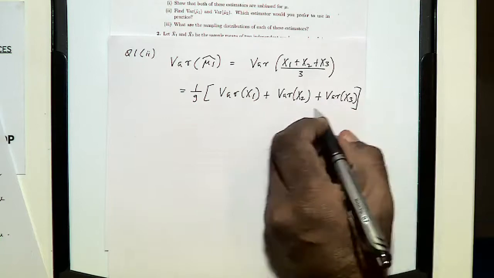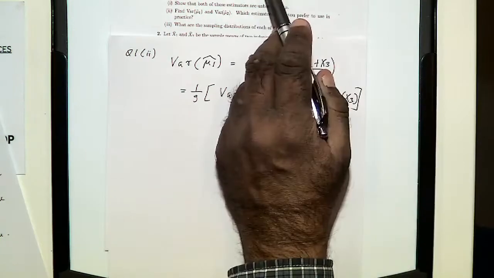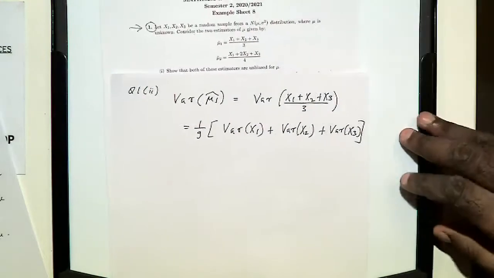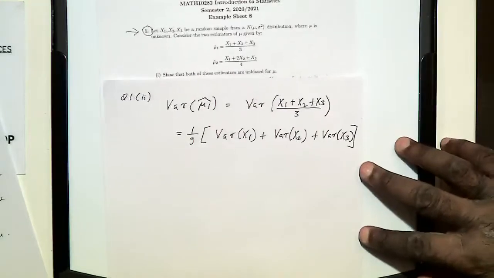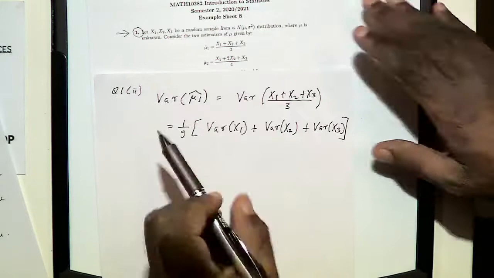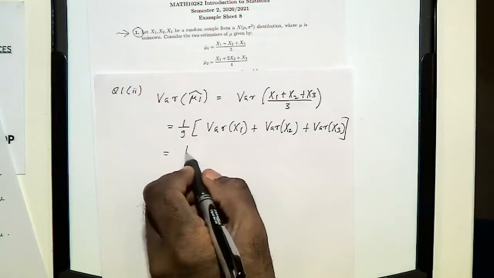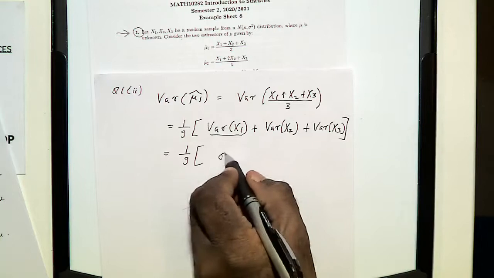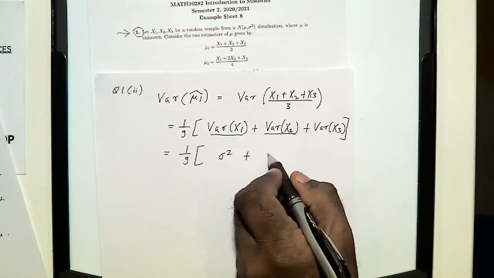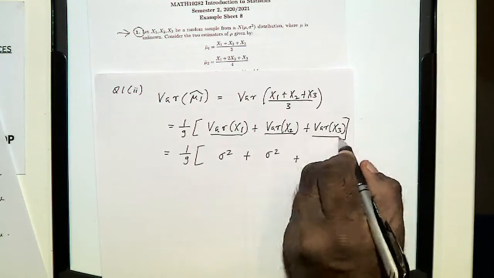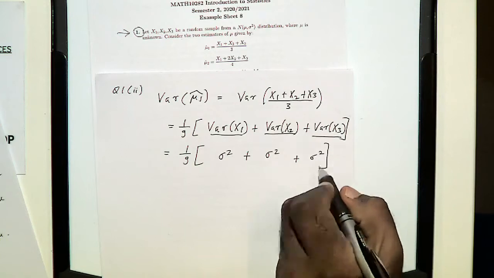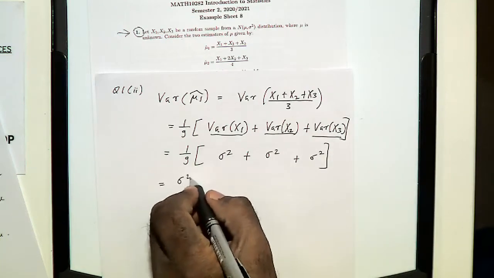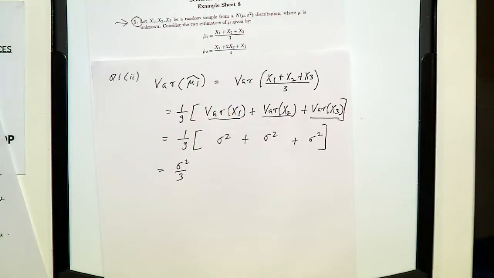Now we know that each x is normal. The question says each is normal with variance sigma squared. So this one here will be equal to sigma squared, this one is sigma squared, and this one is sigma squared. And if you simplify, this will be sigma squared by 3.